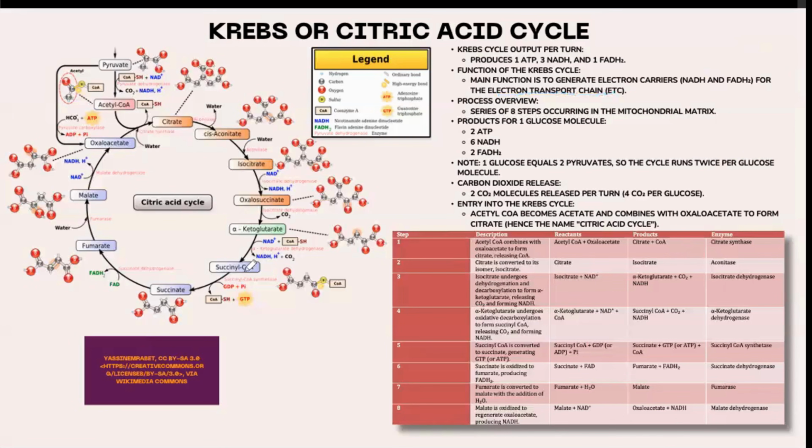There is, in fact, a total of 8 steps for the citric acid cycle that you are expected to know, that we're going to go over in just a second. But you need to know the brief overall of what's happening to really understand what's happening in this cycle.